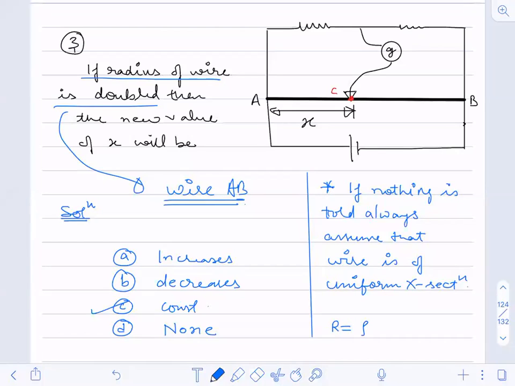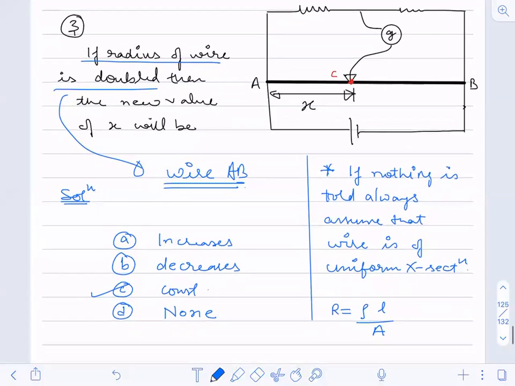R will be rho L by A. Now, we have already seen that rho is a material property, where A is the cross-sectional area and L is the length of the wire. Because rho is the material property, this complete wire AB is made up of the same material. So rho is a constant without any doubt.